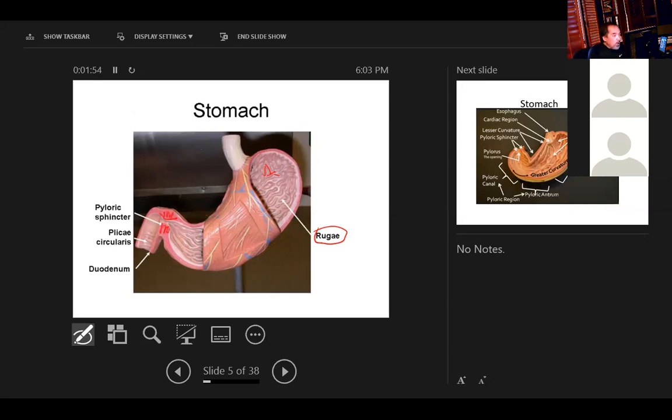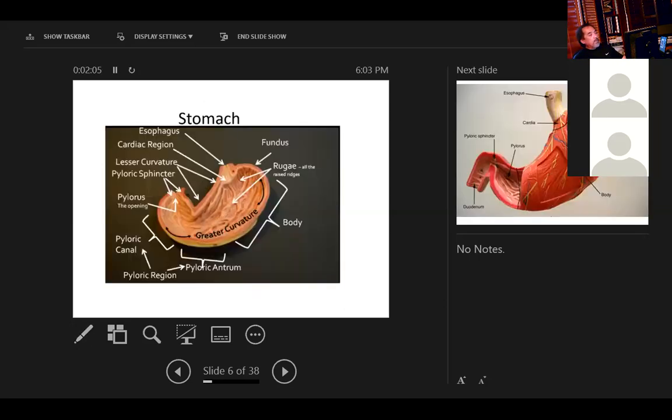And at the duodenum, you can see the circular folds, and we call that the plica circularis. And the purpose of that is to increase your absorptive surface. Okay, another picture of the stomach. This is connected to the esophagus.